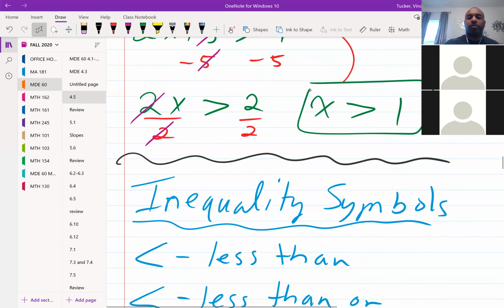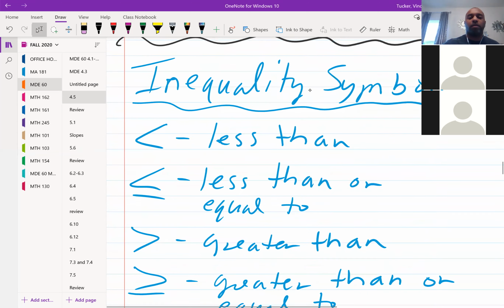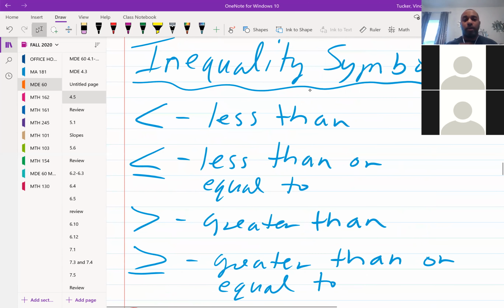Scroll up. All right. So here are our inequality symbols. We have less than, with a bar under it will be less than or equal to, greater than, and then the greater than symbol with the bar under it will be greater than or equal to.